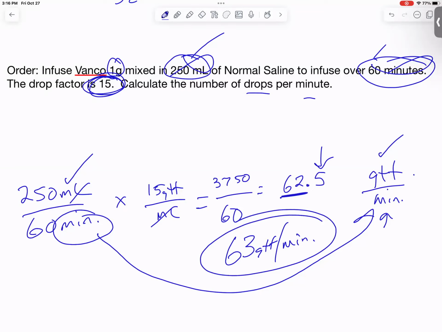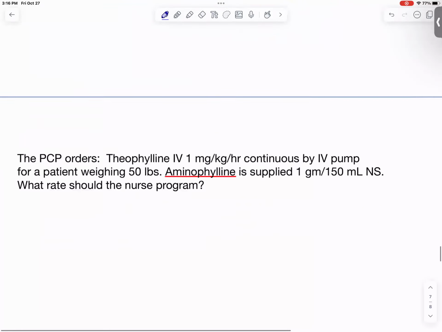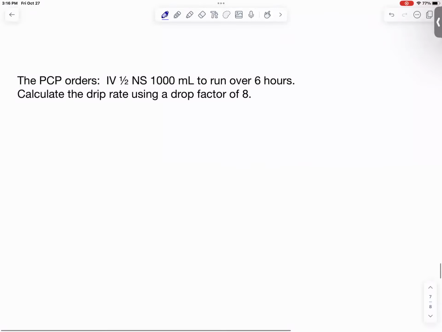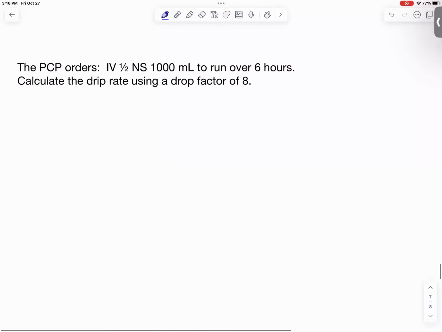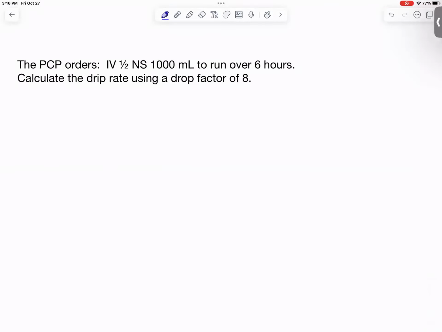All right, I'm going to have you do these. Yeah, sorry if you're getting dizzy. Do this one. All right. The doctor orders an IV of half normal saline, 1,000 milliliters to run over 6 hours. Calculate the drip rate using a drop factor of 8. So no pump, it's drops per minute.